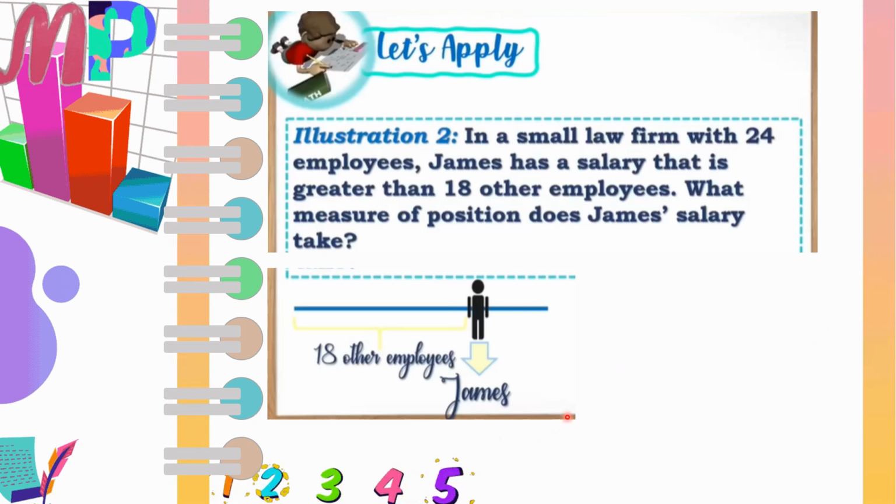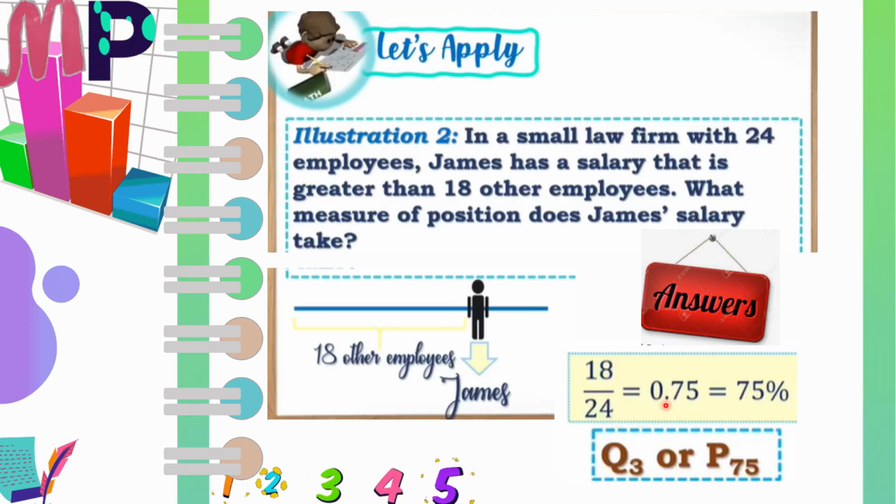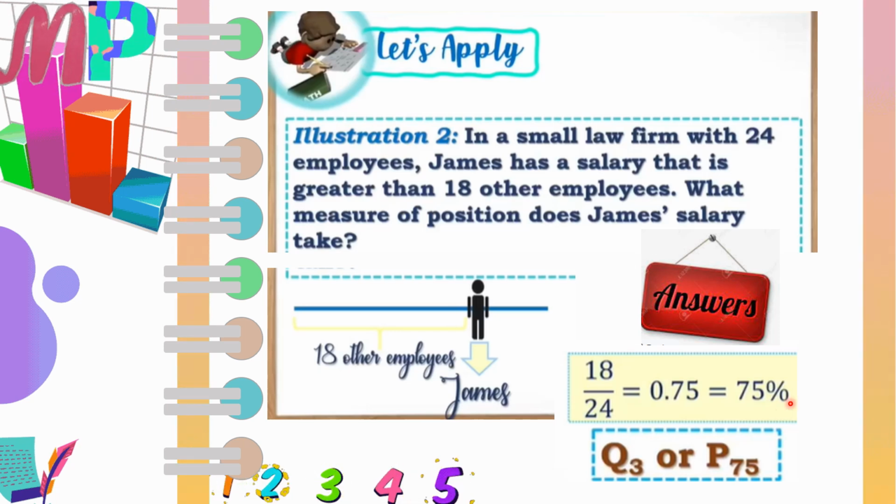So what are we going to do? We divide 18 by 24, which is equivalent to 0.75. Changing to percent form, this is equivalent to 75%. Just simply move the decimal point 2 places to the right and write the percent sign. Speaking of 75%, this is equivalent to Q sub 3 or P sub 75, which is actually the upper quartile.